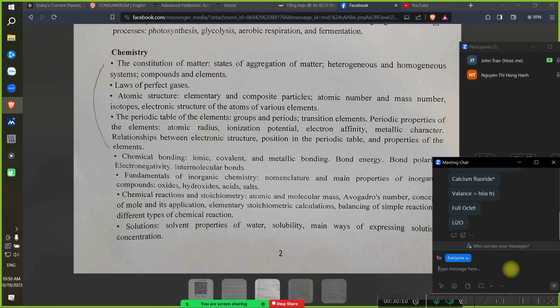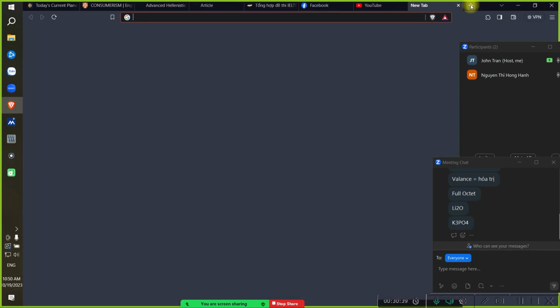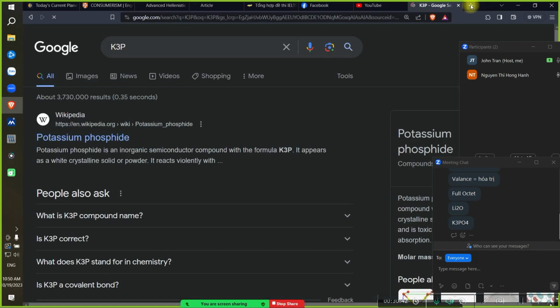Potassium phosphide, or potassium phosphate, K3PO4. Is there something called K3P? Phosphorus gives phosphide. Oh yeah, it's a real compound. It's potassium phosphide, an inorganic semiconductor compound.